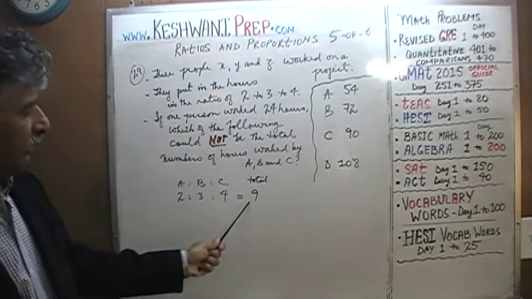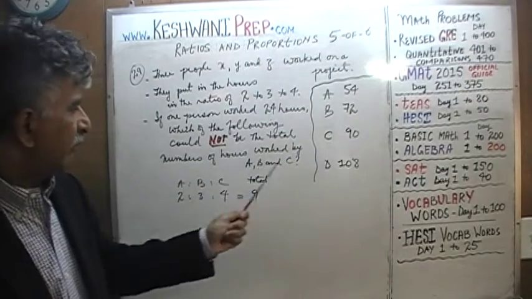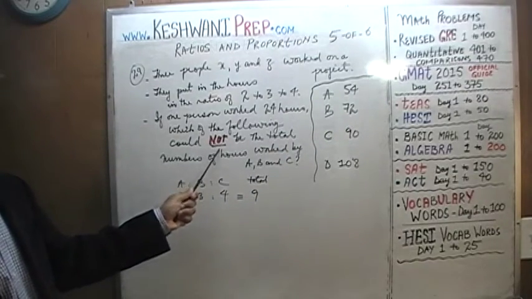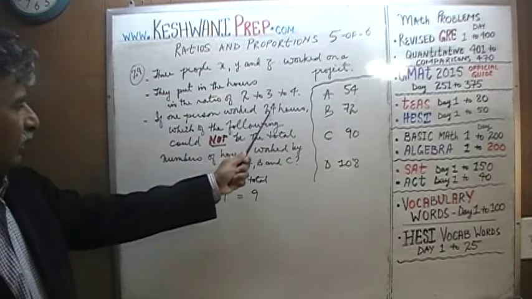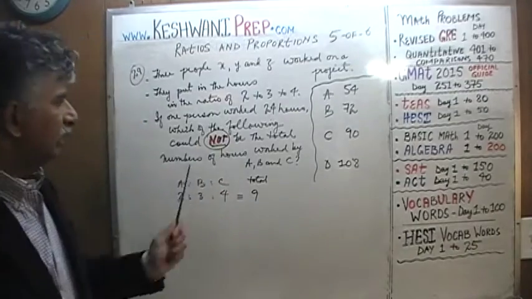Well, if we can find one number that is not a multiple of 9 out of these four, then that must have been the number of hours that cannot have been the total number of hours. It says, if one person worked 24 hours, which of the following cannot be the total number of hours?